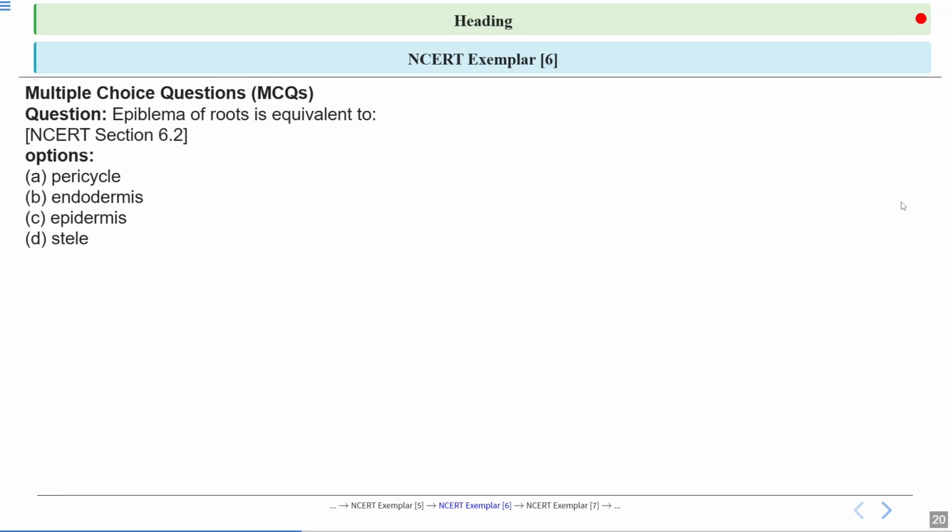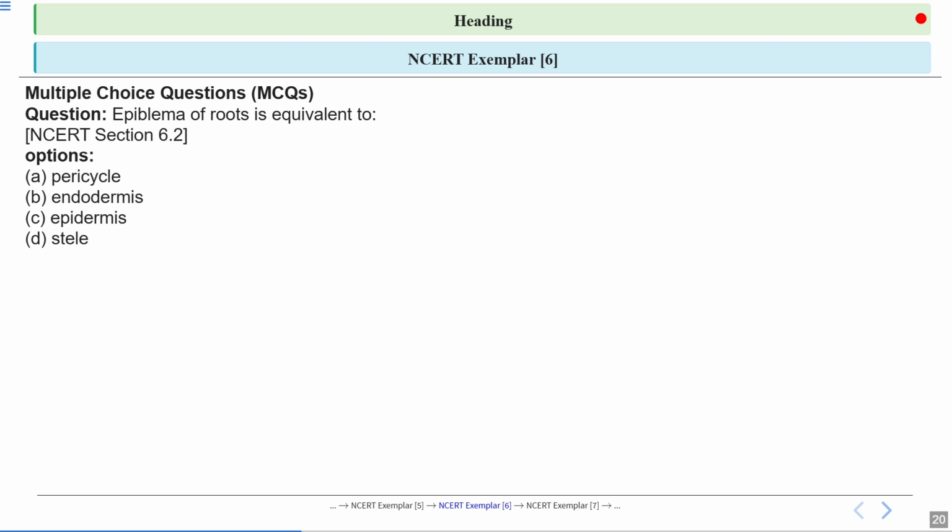Next question. Epiblema of roots is equivalent to, NCERT section 6.2. Now let's see the options. A. Pericycle, B. Endodermis, C. Epidermis, and D. Stele.